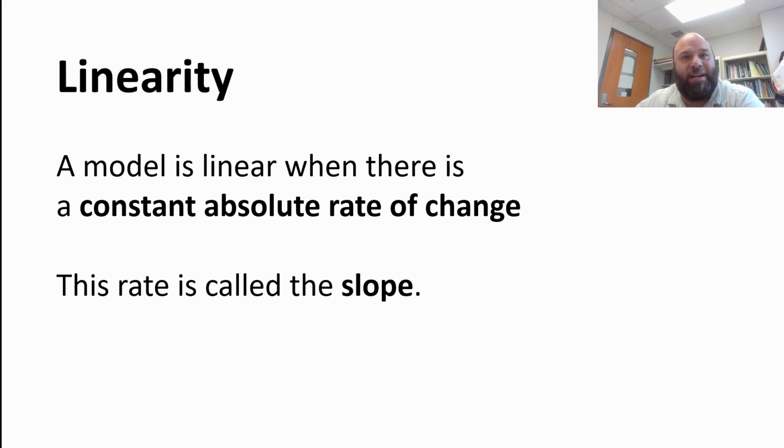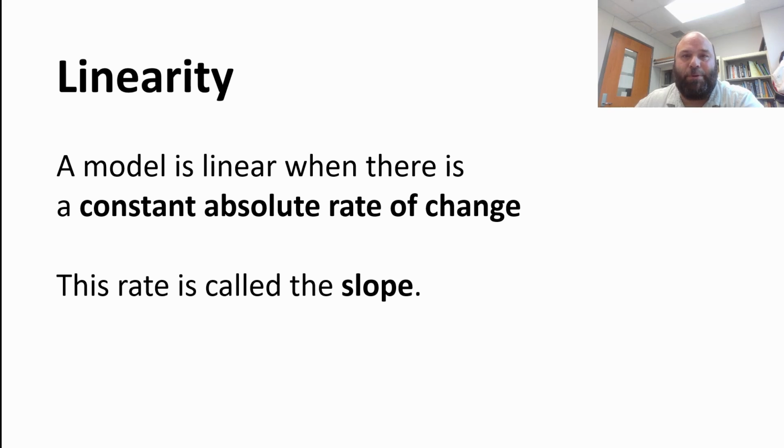But what does it mean to be a linear function? Well, the meaning is that there is a constant absolute rate of change. So if I change one variable, the independent variable, my x if you will, by 1, then my y, my dependent variable, will change by some constant fixed amount, no matter where x and y are. This rate of change is called the slope.